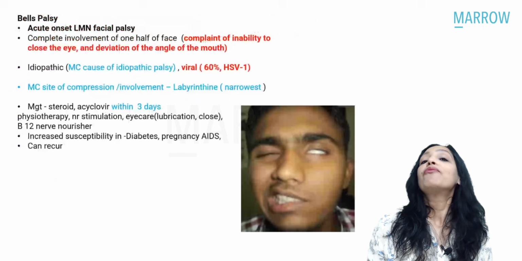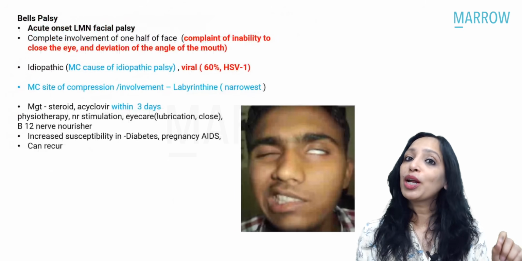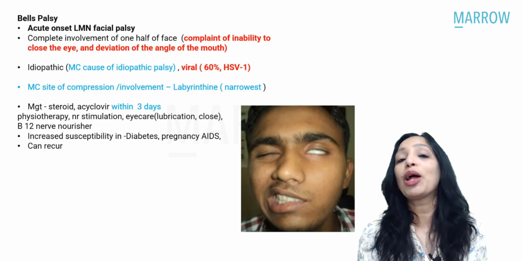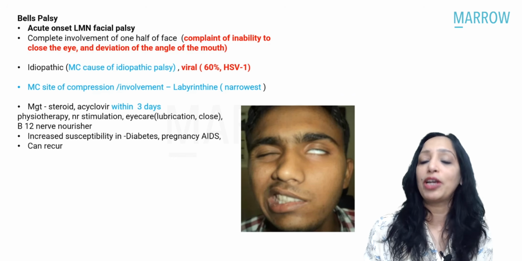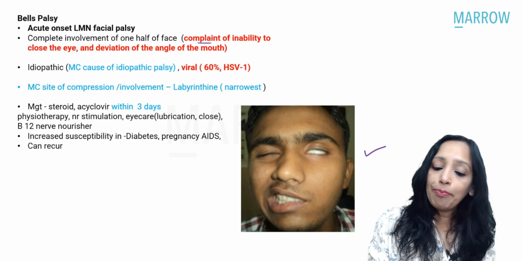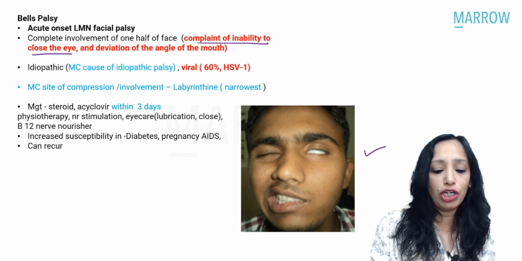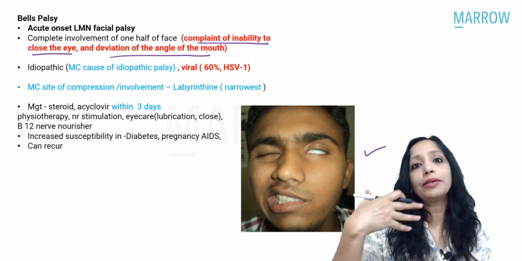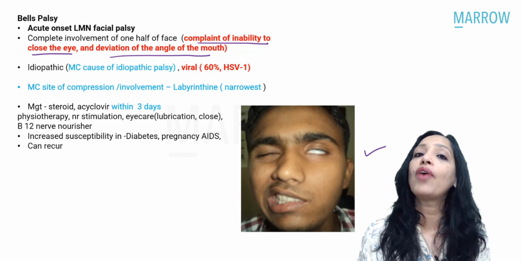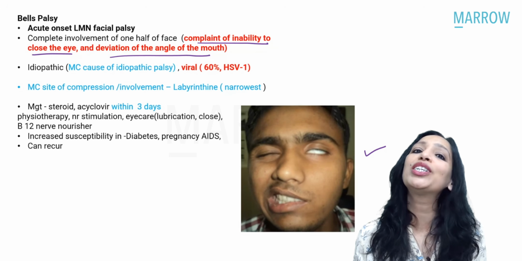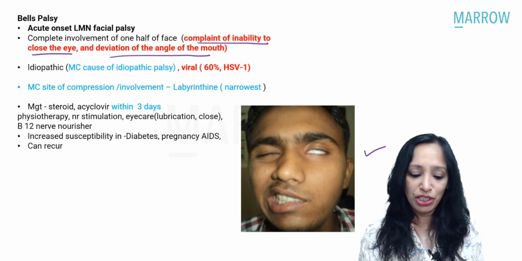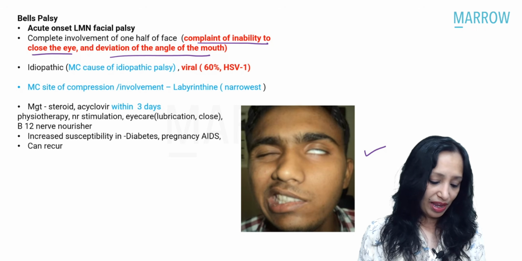Now again, facial palsy was a question that was asked last year also in your NEET exam. What was given was just this much: a picture of a patient with the complaint of inability to close the eye and deviation of angle of mouth, which shows that there is complete involvement of one half of the face, which means it is a lower motor neuron palsy. And what was asked was, which nerve is involved in this patient? This is the facial nerve.